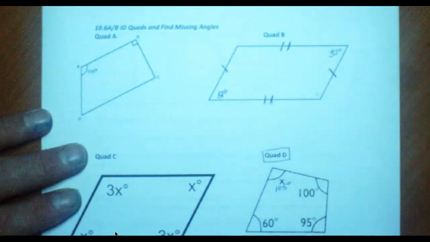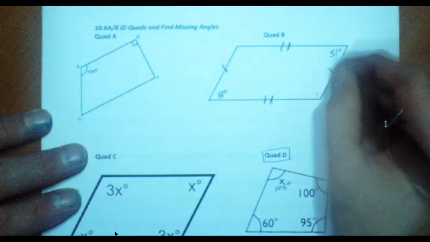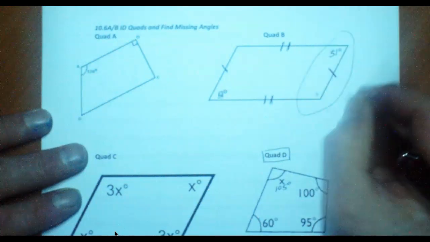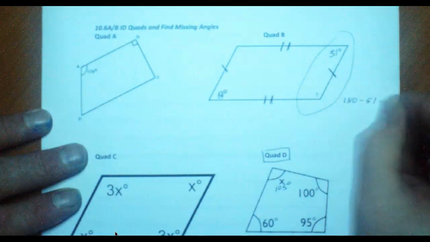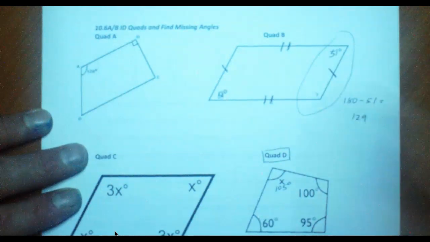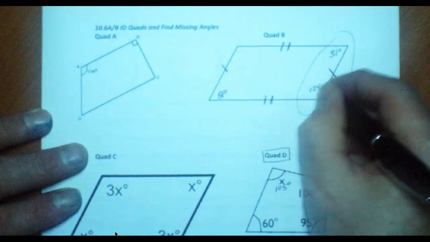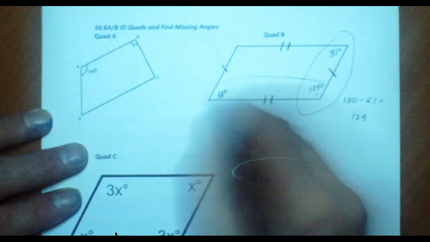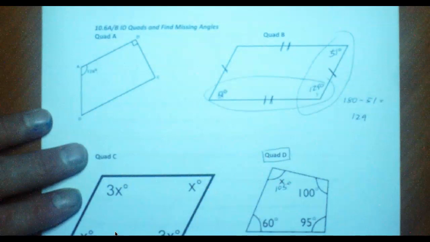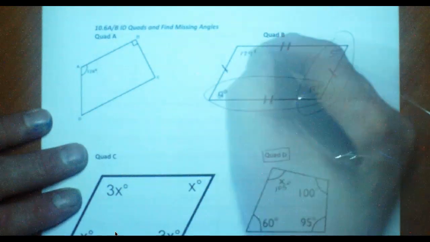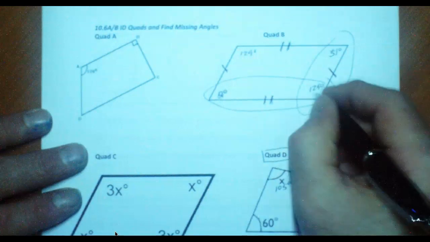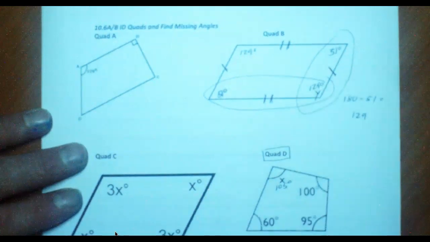Keep in mind that in a parallelogram, if this is a 51 degree angle, this has to be a 51 degree angle. And if this is a 51 degree angle, these two together, 180 minus 51 equals 129. This has to be 129 degrees because these two also have to equal 180 degrees. And if this is 129 degrees, then this has to be 129 degrees. This says Y, so we'll probably have a question about that. We've already done some of the work on that.